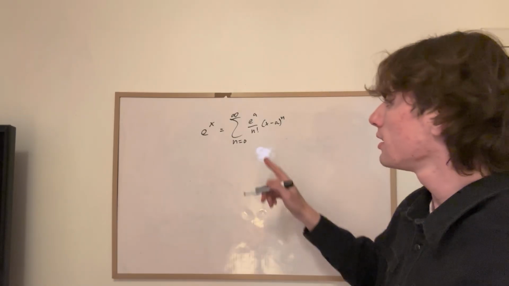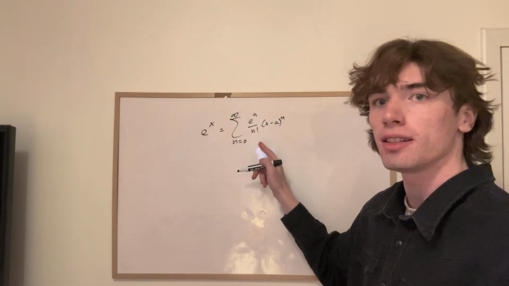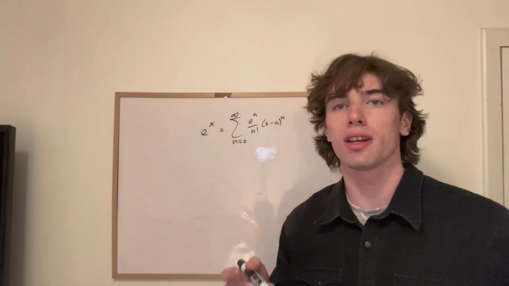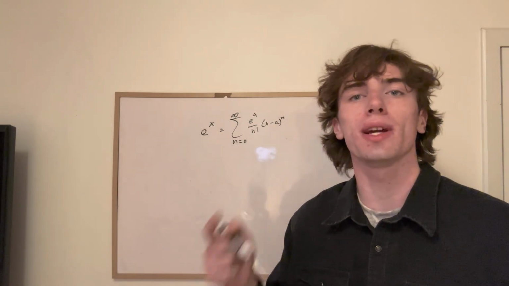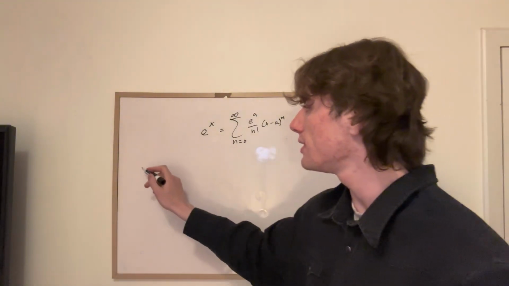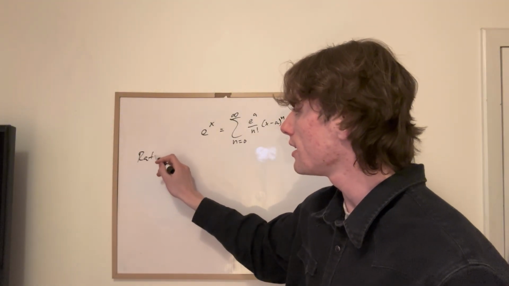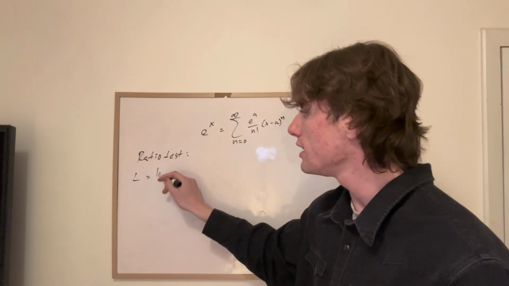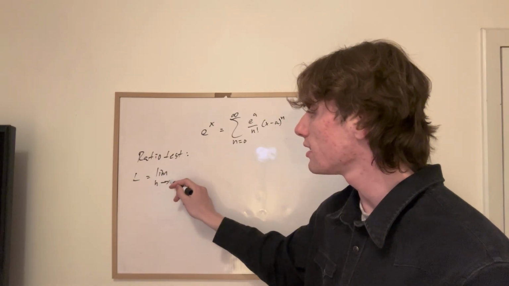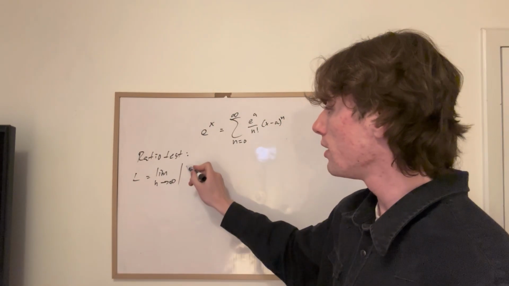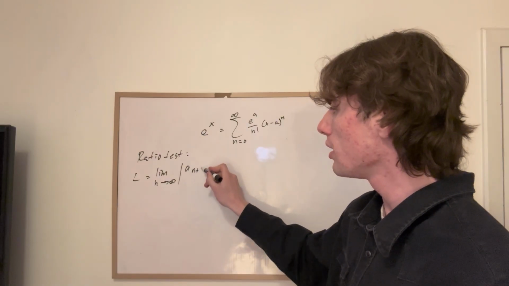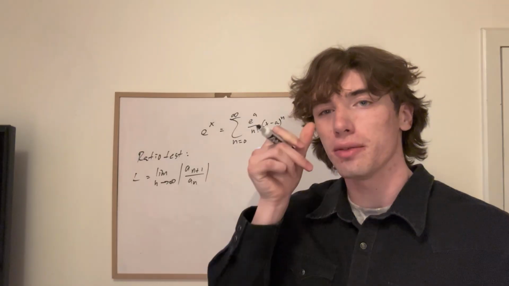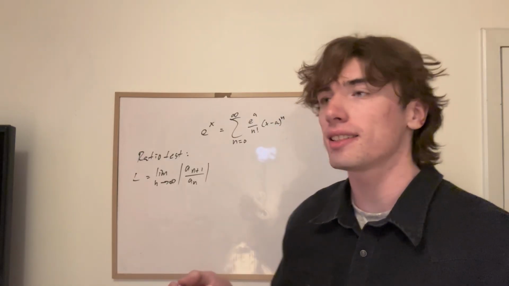Just to recap, e to the x is equal to the Taylor series of this. And when we want to find the convergence of a Taylor series, we use the ratio test. What the ratio test says is that we have a limit, call it L, and it's equal to the limit as the index goes to infinity of the absolute value of a sub n plus 1 divided by a sub n. Now, this might look a little confusing. What is a sub n in this case?